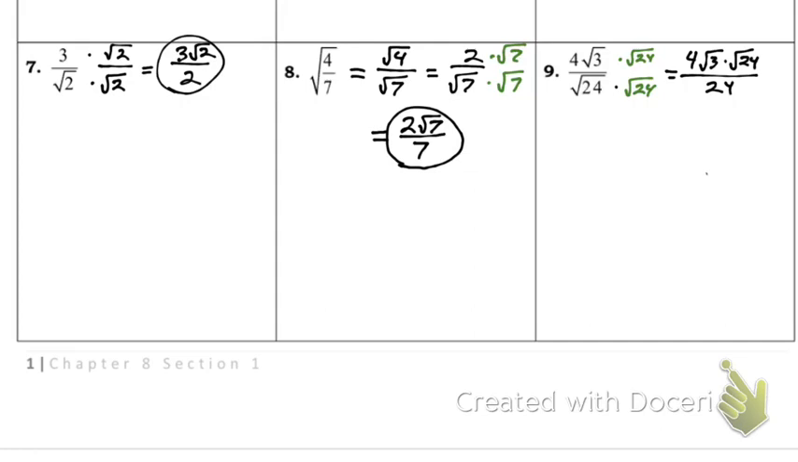Well, the good news is I don't have a radical in the denominator. I just have to simplify that numerator. Because I have square root of 3 times square root of 24, it's a multiplication, I can then rewrite that as 4 times radical 3 times 24, all over 24.